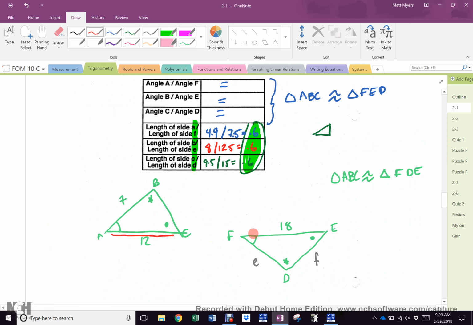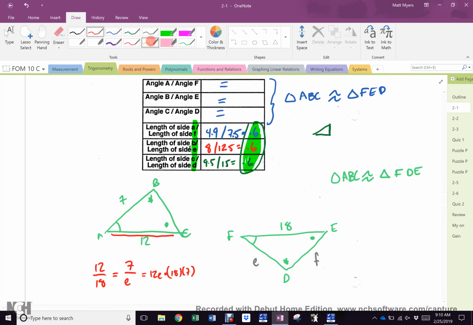What's the comparison over here? 18. So 12 over 18 has to equal what? 7 over what? Arc to star. 7 over what? E. Now, who remembers how to solve these? Cross multiply. 12 times E equals 18 times 7. That's 12E equals 18 times 7. Then we do algebra.